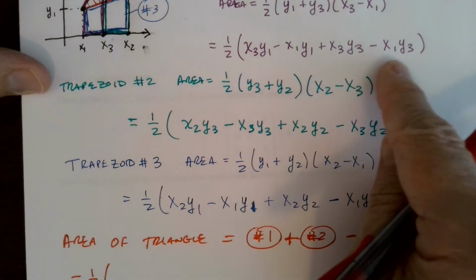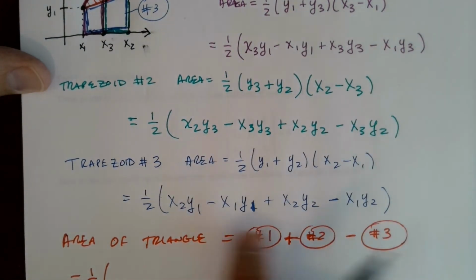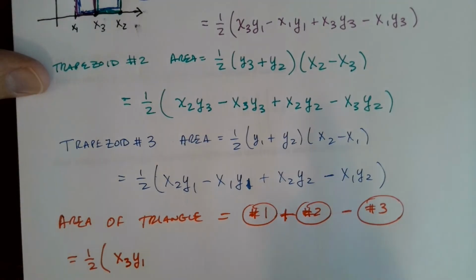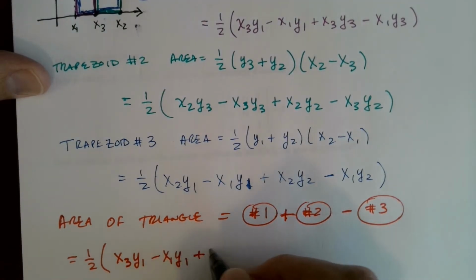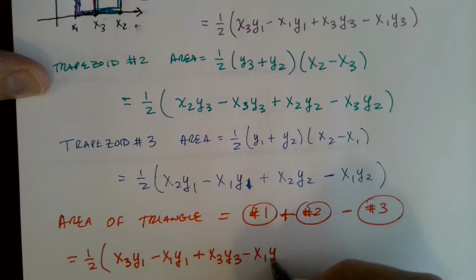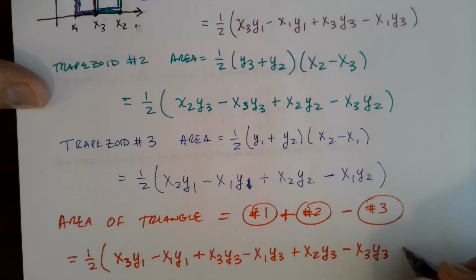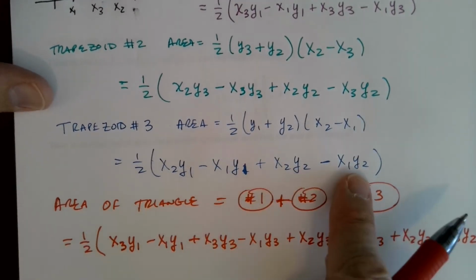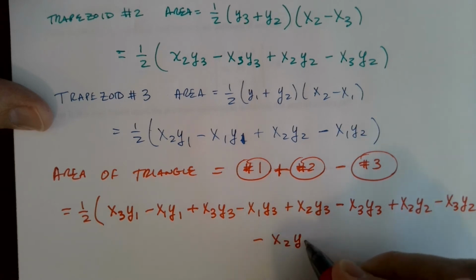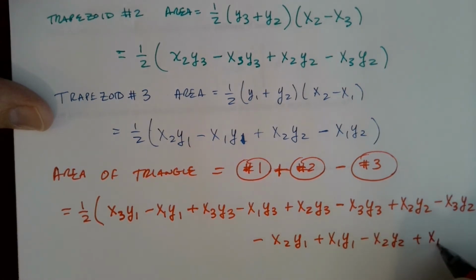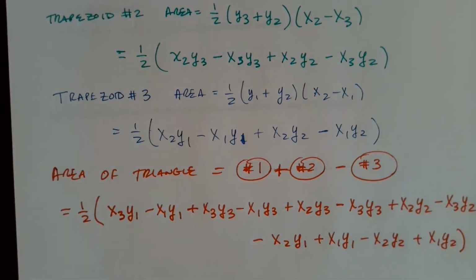And so area 1, I'm just going to write that out. Plus area 2, I'm going to write that out. And then minus this one. So I need to change the sign of all these, right? So let's do this. Here's trapezoid 1, copying from up here. And then adding this one. And then subtracting these. So I'm going to change the sign of all these so it becomes minus x2 y1 plus x1 y1 minus x2 y2 plus x1 y2. Okay. Whew. There it is.